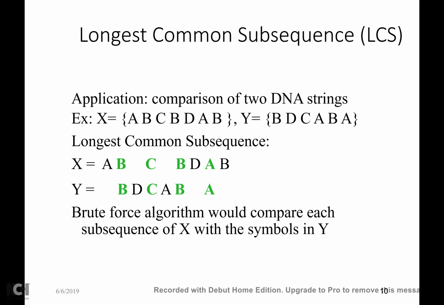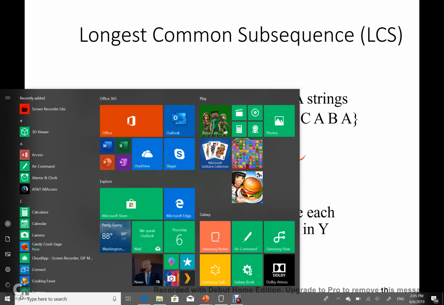Let's take a look at an example. Comparison of two DNA sequences. And we use x to represent the first one, y to represent the second one. The brute force method can compare each subsequence of x with the symbols in y. From given x and y, we first find out which one has the longer sequence. We say x is longer, right? Y is shorter. And in such a case, we want to find all the subsequences. Let's write it down here.